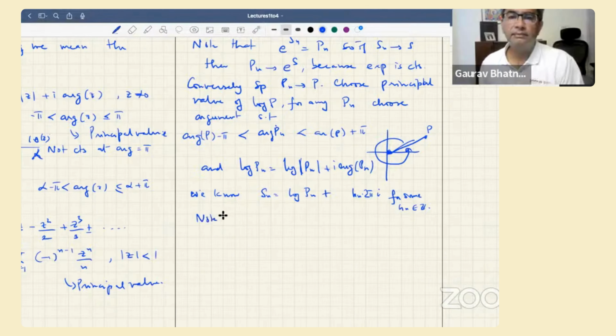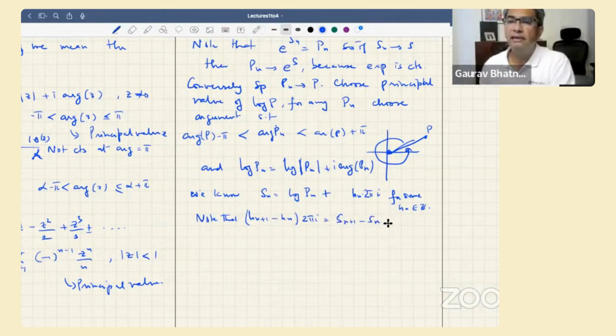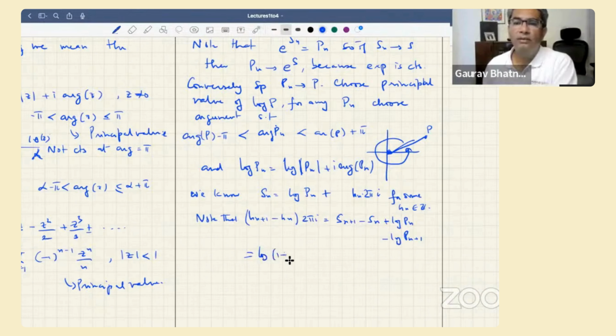So we note that (h_{n+1} minus h_n) times 2 pi i is equal to S_{n+1} minus S_n plus log P_n minus log P_{n+1}. And this is log of (1 plus a_{n+1}) plus log P_n minus log P_{n+1}.